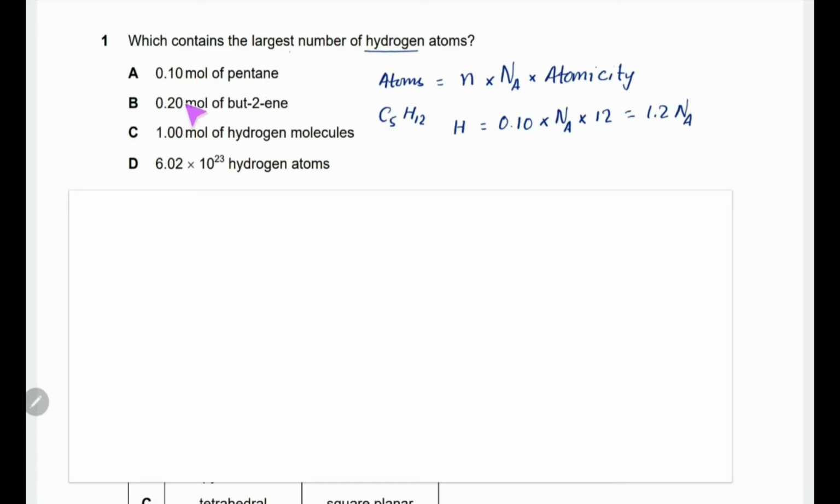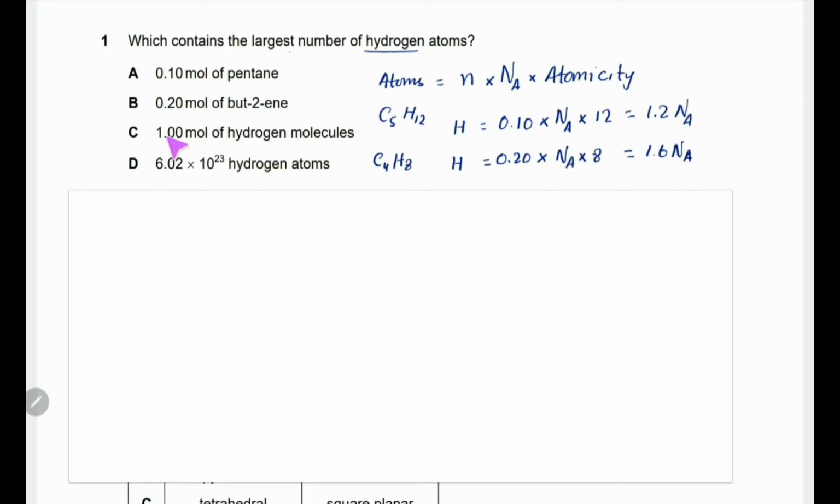The next one, 0.20 mole of butene. Butene is C4H8. Now atoms of hydrogen in it: hydrogen atoms is equal to given moles 0.20 multiplied by Avogadro number multiplied by atomicity. The atomicity of hydrogen in butene is 8. This will give us 1.6 Avogadro number of atoms of hydrogen.